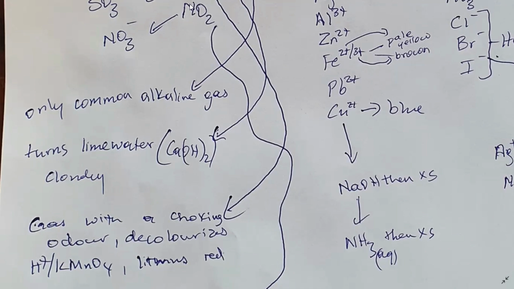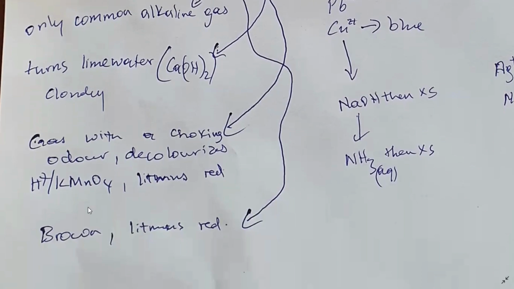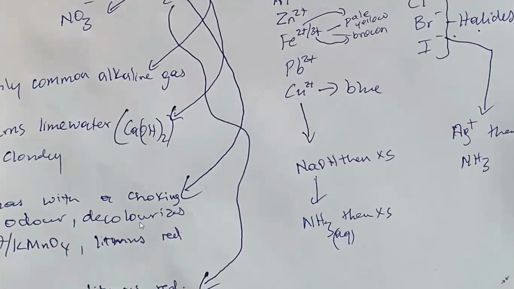So what about the nitrate now? Up here, you can see the nitrate producing nitrogen dioxide. How do you know you have that? Well, this one is probably the easiest because it is a brown gas. That is the biggest thing about it. And it changes blue litmus to red, so it's also acidic. Okay, so those are the gases that you really need to identify when you are doing qualitative analysis at the CSEC level.